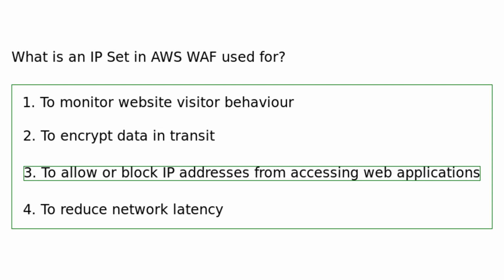An IP set in AWS WAF is used to allow or block specific IP addresses from accessing web applications, providing users with control over who can access their web resources.